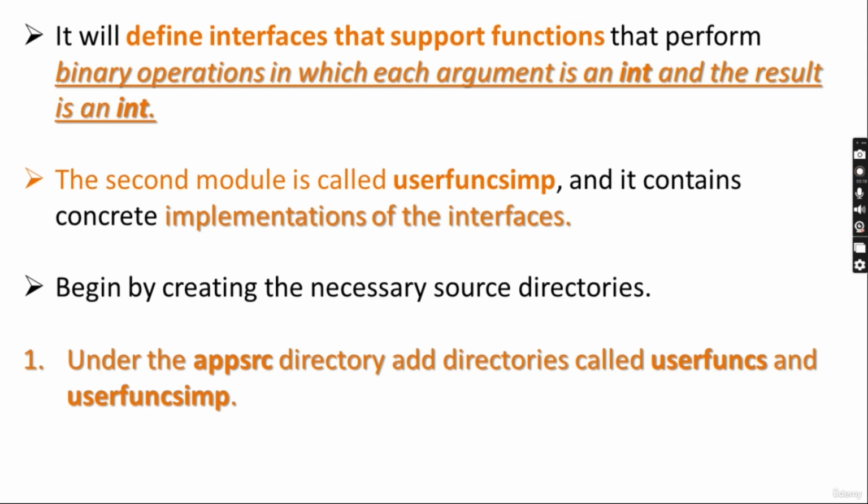The second module is called user functions IMP. It contains concrete implementations of the interfaces. Okay, one module only has interfaces, and the second module, user functions IMP, will have the complete, concrete implementation of that particular interface. So now we will begin by creating the necessary source directory. Under that source directory, add directories called user functions and user functions IMP. Okay.